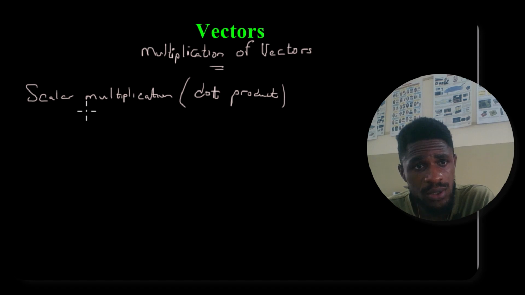For scalar multiplication, when we multiply two vectors together, our answer would be a number, a scalar, just like the name implies. The scalar can be positive, can be negative, can be zero. But when we want to multiply two vectors together and we want our result to be a number, a constant, then we have to carry out the scalar multiplication or the dot product.